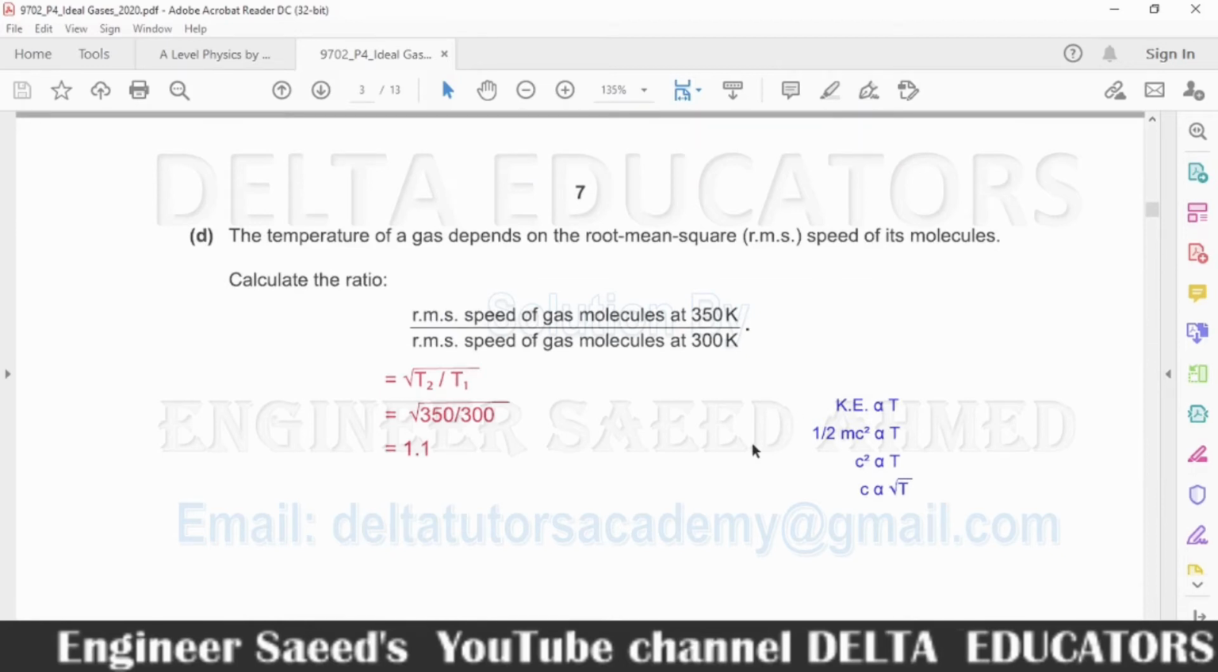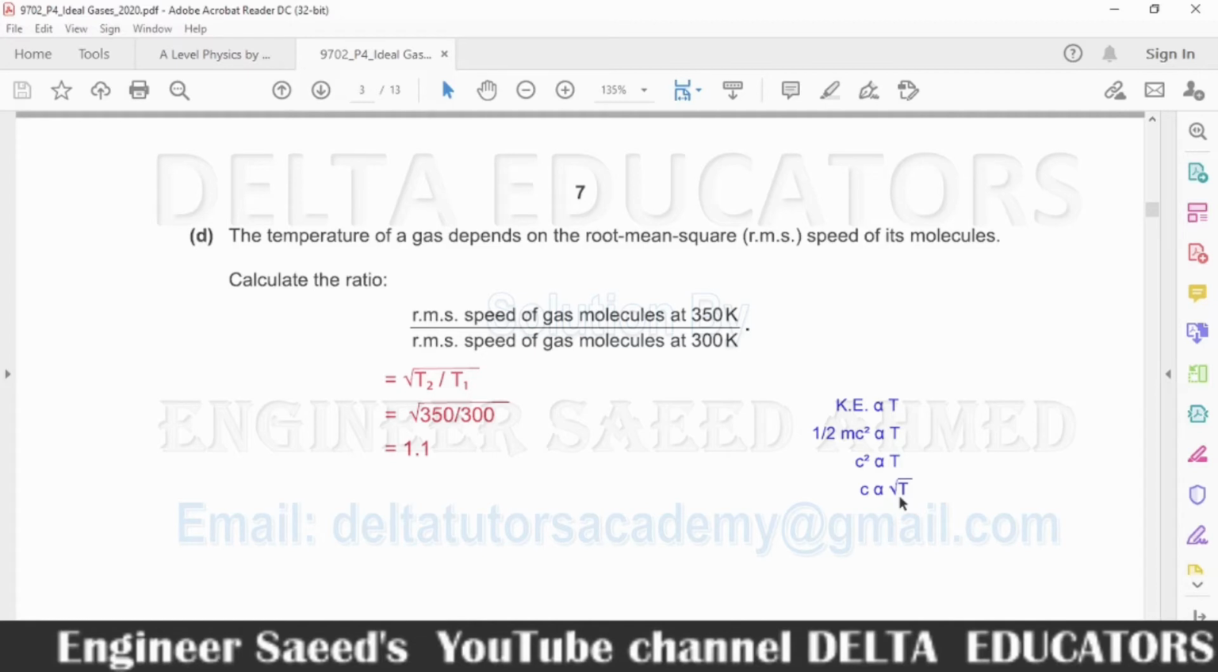Next part, the temperature of a gas depends on the root mean square speed of its molecule. Calculate the ratio RMS speed of gaseous molecule at 350 Kelvin divided by RMS speed of the gaseous molecule at 300 Kelvin. We have studied that kinetic energy is proportional to T, or we can say half mc square is proportional to T, where this c is for speed. Now here half m is constant, so simply we can write c square is proportional to T, or RMS value of this speed will be proportional to under root T.